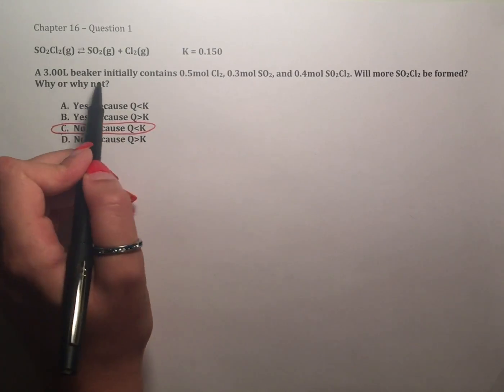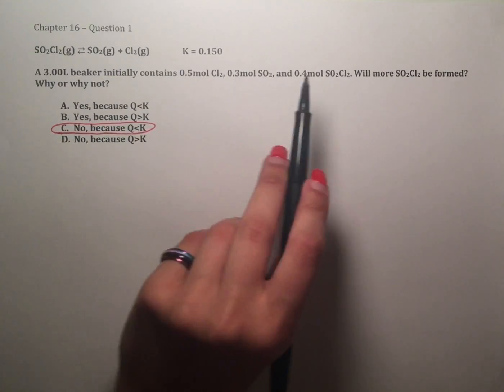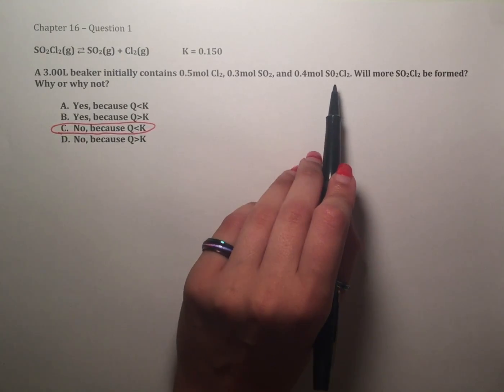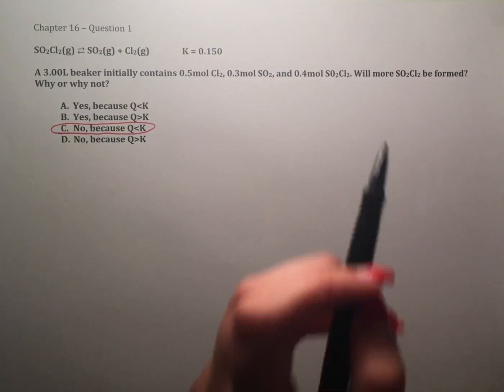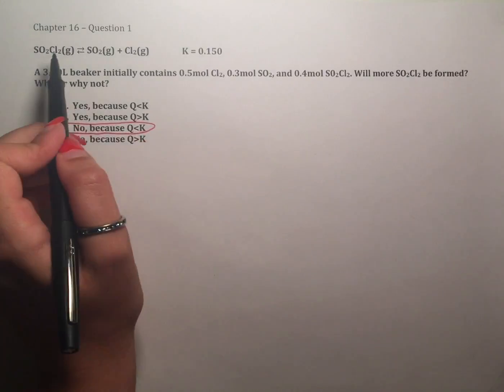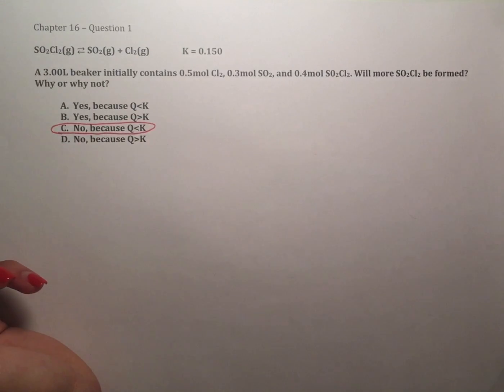So a 3-liter beaker initially contains 0.5 moles of Cl2, 0.3 moles of SO2, and 0.4 moles of SO2Cl2. Will more SO2Cl2 be formed? Why or why not? Here is our reaction that is happening, and we were given a K.